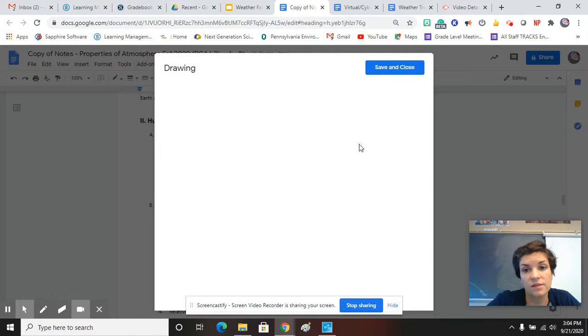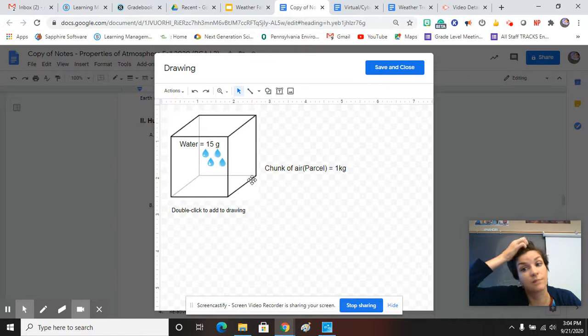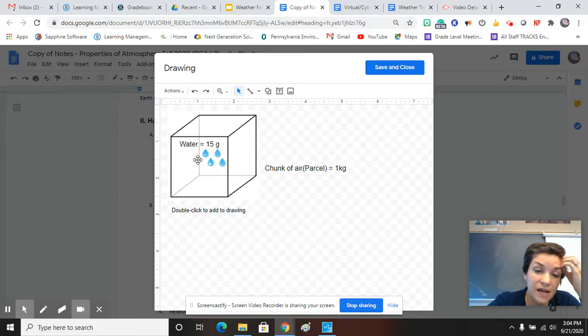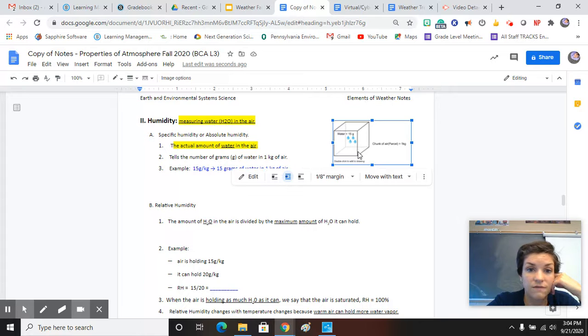And I already added this into this image. You need to add this in. So you have this chunk of air. They call it a parcel. Parcel is like an old-timey word for an Amazon package. So you have a box pretty much of air, and that's 1 kilogram. And then inside of it, it has these little droplets, and those are weighed, and there's 15 grams in this chunk of air.